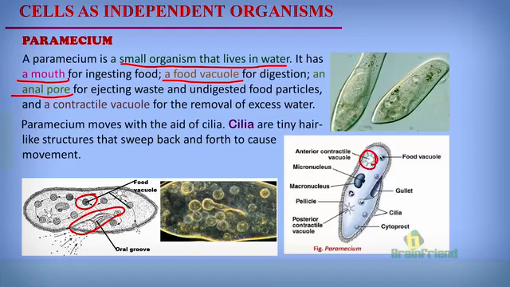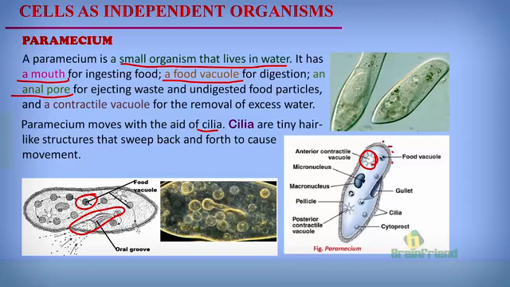So because it lives in water bodies, it's possible that excess water could get into its body. So with the help of the contractile vacuole, it removes excess water. A Paramecium moves from one spot to the other with the aid of cilia. If you take a close look at this diagram, you see the cilia.